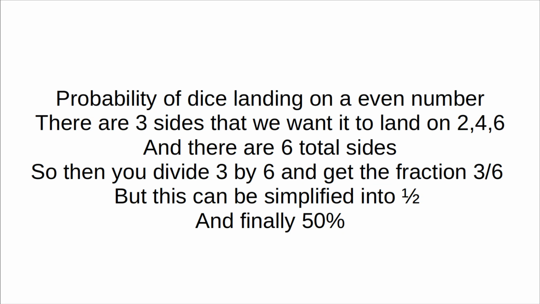Dice are another good example of probability. Let's say this is a standard dice, so 6 sides numbered 1 to 6. And you want to find the probability of the dice landing on an even number. Then you would take the even numbers on this dice, 2, 4, and 6, so 3 even numbers in total, and divide by the total possibilities. So you get 3/6, which can be simplified into 1/2 or 50%.